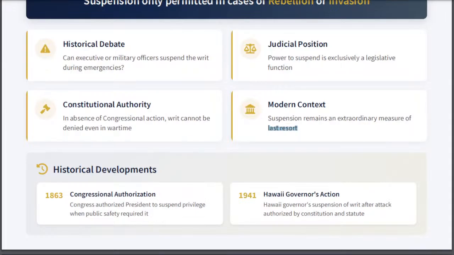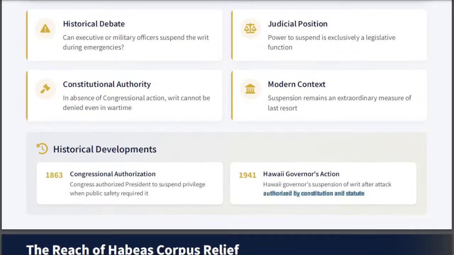So for our historical developments: in 1863, there's congressional authorization. That was the Civil War. Congress authorized the president to suspend the privilege when public safety required it. And in 1941, World War II, Hawaii governor's suspension of the writ after the attack was authorized by the Constitution and statute.